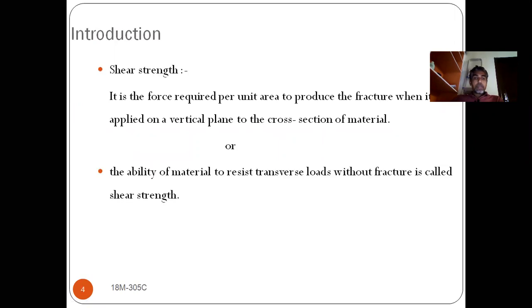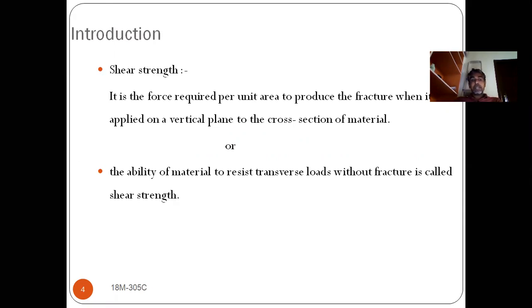See here. If you see the definition of shear strength, we know that strength is the main mechanical property, as already discussed in the previous sessions. In strength, we have tensile strength, compression strength, and shear strength. So it is one of the important mechanical properties. What is meant by shear strength? How can we define shear strength?